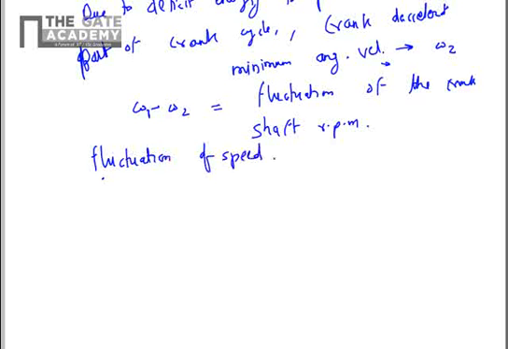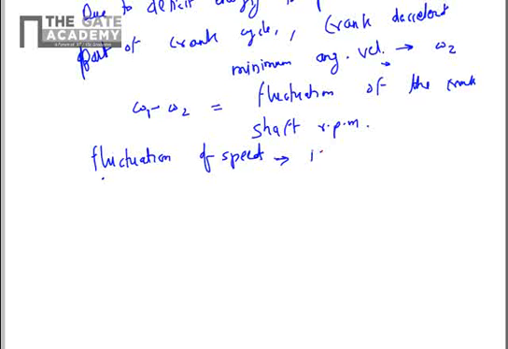The fluctuation of speed you want to keep within some limits, and for that we keep the flywheel. Due to the inertia of the flywheel, the fluctuation is reduced. This will show in the derivation of the flywheel calculation. It is important as we are laying down a basic definition.